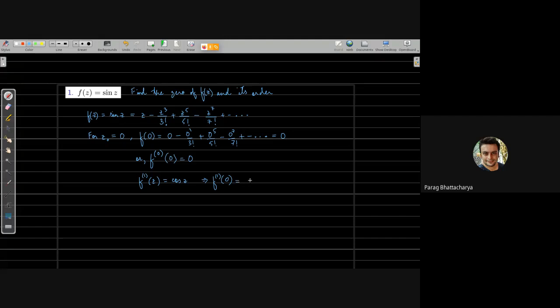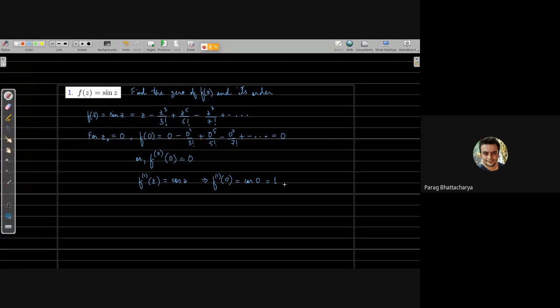And we know that cos of zero is definitely not zero, because what is the cosine series? It will be 1 minus z square by 2 factorial plus z to the power 4 by 4 factorial. The first term is 1. So if you put 0, except for the first term, everything else is going to become 0. We'll be left with 1. Is that clear? So which is definitely non-zero, right?